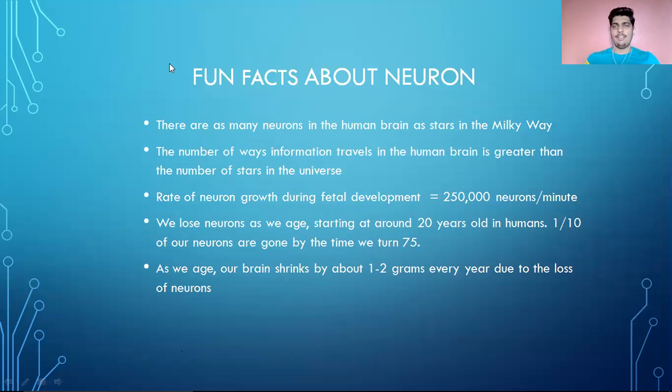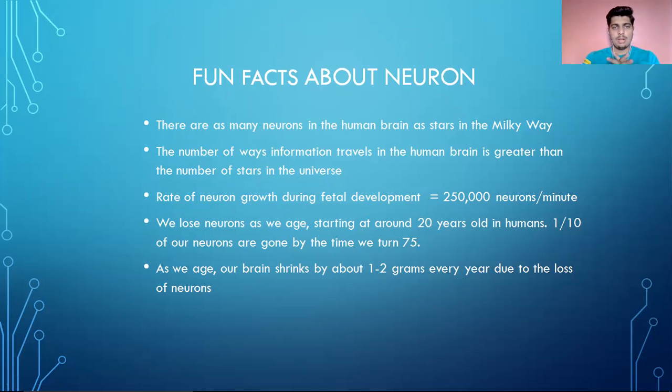Now here are some fun facts about neurons. There are as many neurons in a human brain as stars in the Milky Way galaxy. Can you imagine? In the whole galaxy, you can imagine the number of stars there, and that many neurons are present in a single human brain. How cool and how big a number is that.